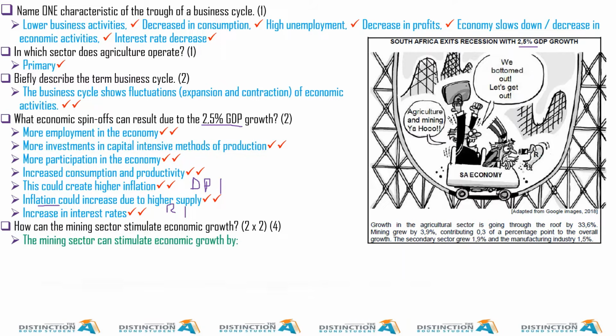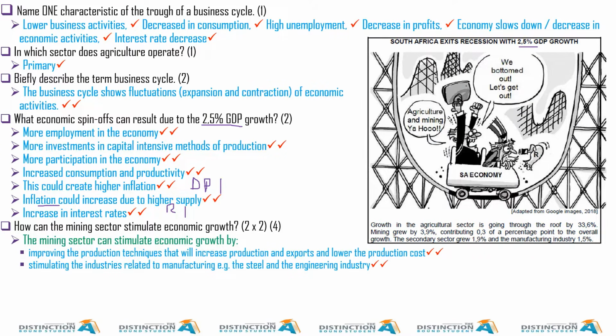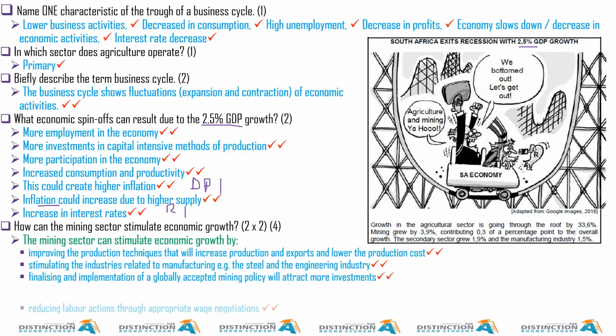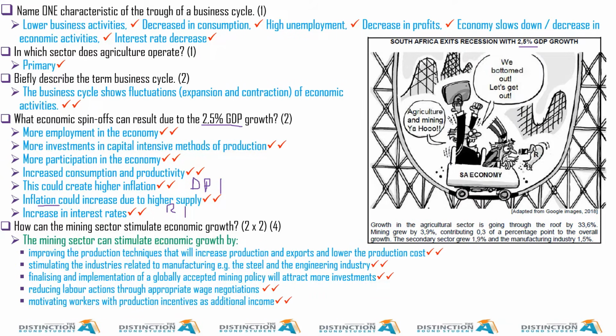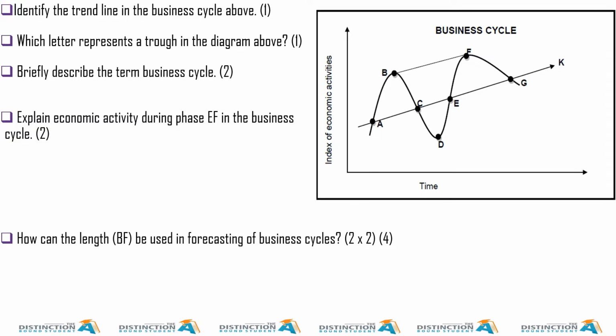How can the mining sector stimulate economic growth? The mining sector itself could improve the production techniques, like the way in which they extract those natural resources. They could stimulate the industries related to manufacturing, e.g. the steel and the engineering industry, of course. So those industries will start to also do well. Finalizing the implementation of a globally accepted mining policy will attract more investment, reducing labor actions through appropriate wage negotiations, motivating workers with production incentives as additional income. So this is how they can do it.